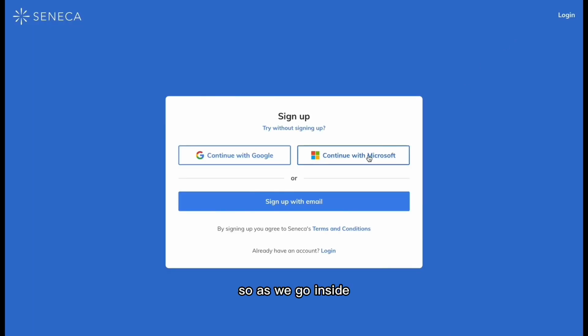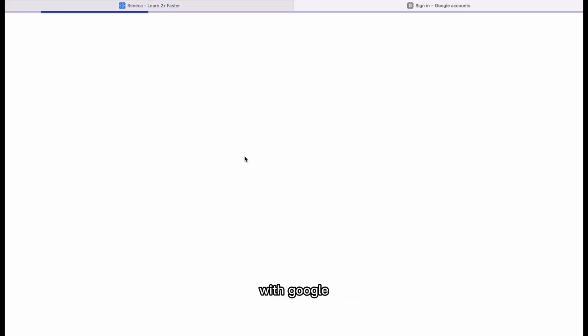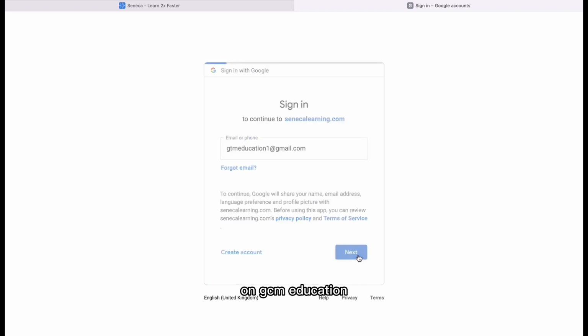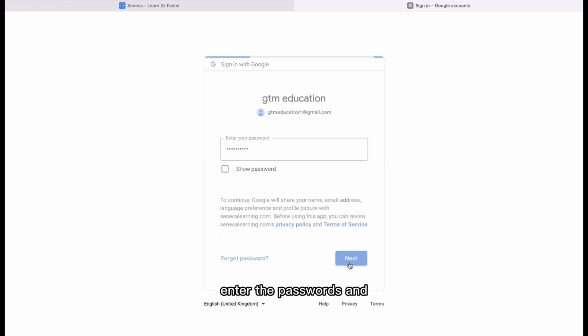So as we go inside, you can either continue with Google, continue with Microsoft, or sign up with email, but I like to keep it in my Google account. So I'm going to continue with Google. I'm going to sign in, so I'm going to just put in a new account that is basically based on this email address on GCM Education. We're going to use that and then enter the password as well. So let me quickly enter the password and we click next.